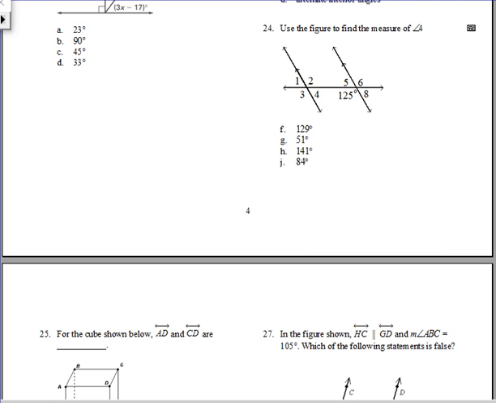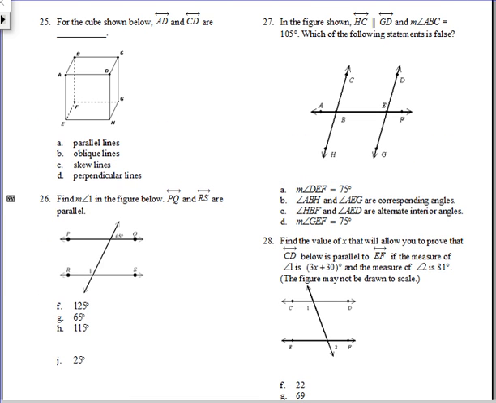All right, let's scroll down. Number 25. 25 says AD, okay, if you look at AD and you look at CD, they actually meet, and it looks like they meet at a 90-degree angle, so they can't be parallel. Oblique is not even a vocab word. And parallel and skew means that they don't meet. So we know that the answer has to be perpendicular lines. Because remember, perpendicular means 90 degrees.